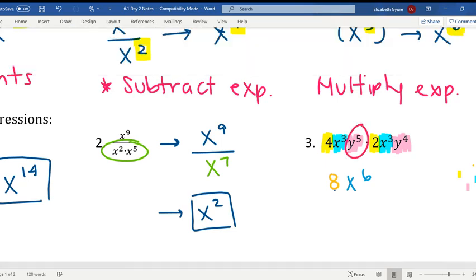So then let's look at our y to the 5th and y to the 4th. Remember, that's like saying we have 5 y's and 4 y's. So altogether, we're going to have how many y's? Bailey, what do you think? y to the 5th and y to the 4th.